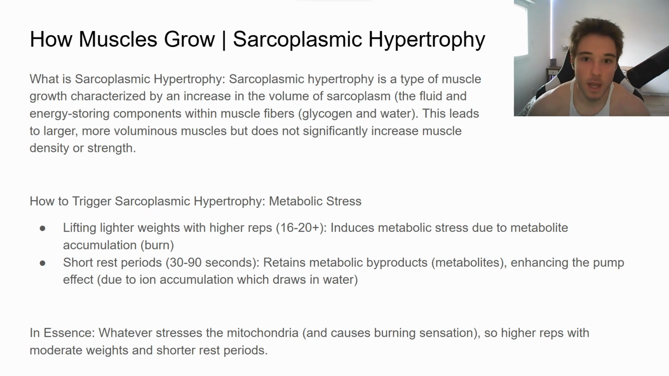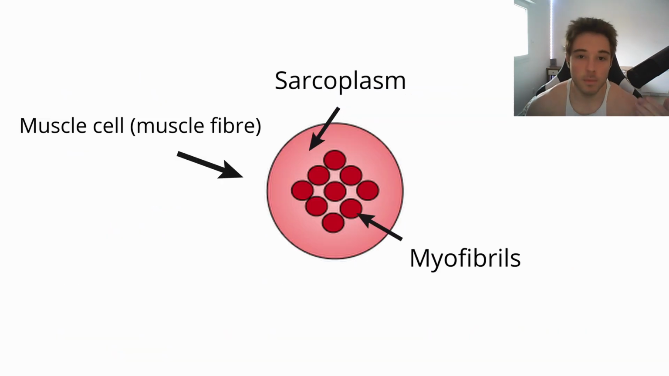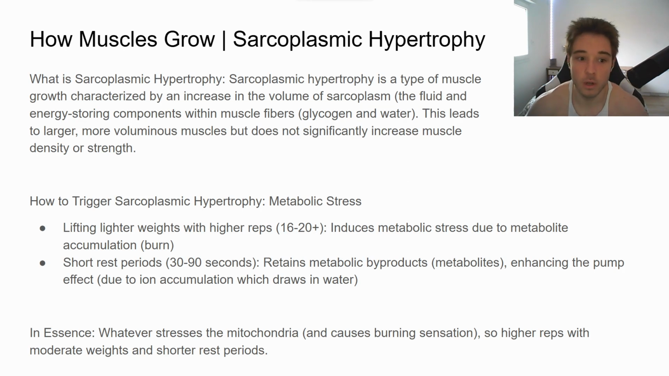Now, what is sarcoplasmic hypertrophy? Sarcoplasmic hypertrophy is a type of muscle growth characterized by an increase of the volume of the sarcoplasm, which, like I said before, is the fluid part of the cell which contains glycogen and water. So this leads to a larger, more voluminous muscle, but does not increase the strength. So how do we trigger sarcoplasmic hypertrophy? Metabolic stress. And to achieve this, we lift lighter weights with higher reps, around 16 to 20, or even more. And this induces metabolic stress due to the accumulation of metabolites, which hence cause the burning sensation.